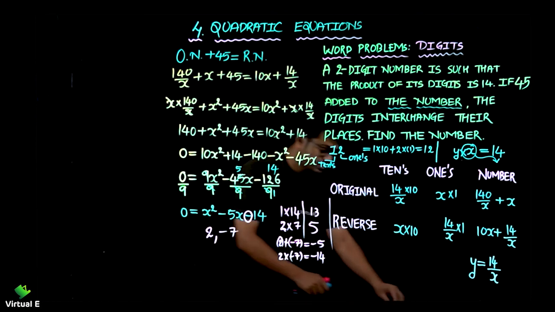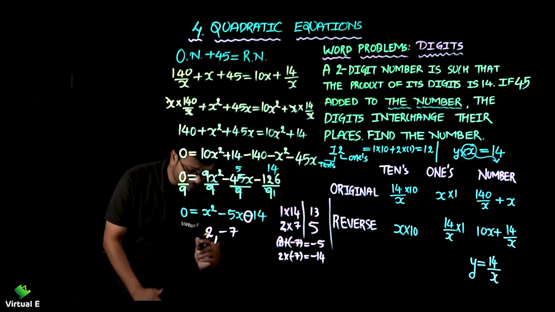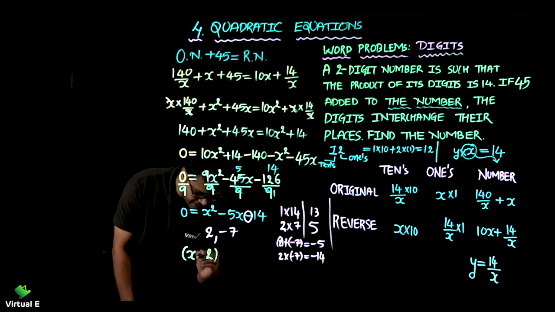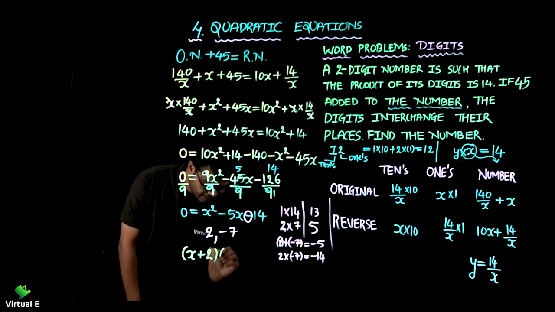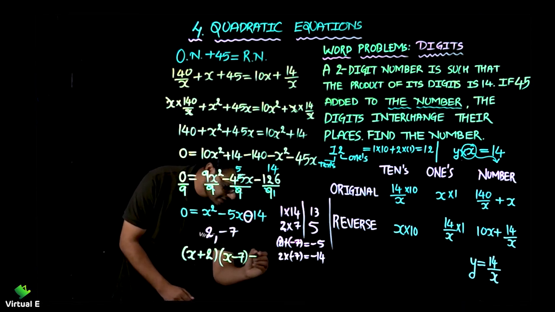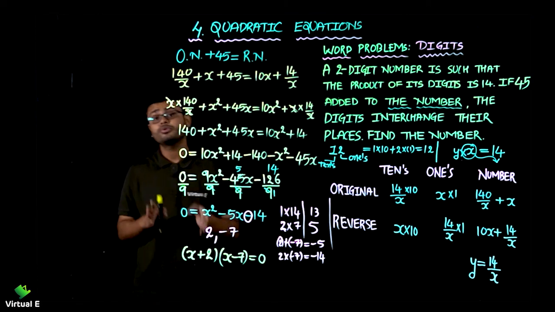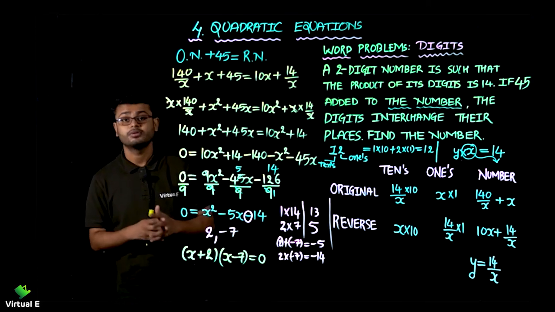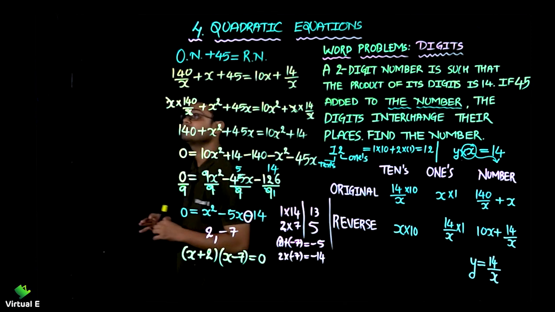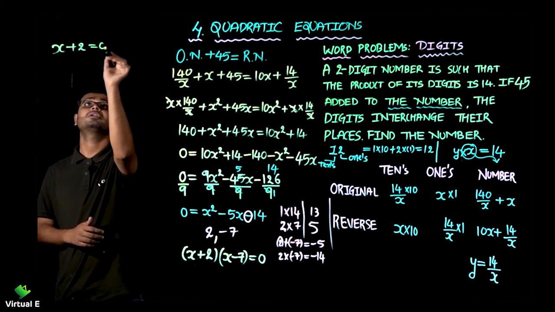How will I be writing factors? I will be writing the first term as it is without power, so that is only X. Then what is my first factor? 2. What sign will be there? Plus. Remember, then the first term as it is without power, that is X. Second factor, X minus 7 is equal to 0. Now there are two factors, and I'm going to equate them to 0 one by one. First of all, I will be equating the first factor to 0, then the second factor to 0. So let's start with the first factor, which is X plus 2 is equal to 0.